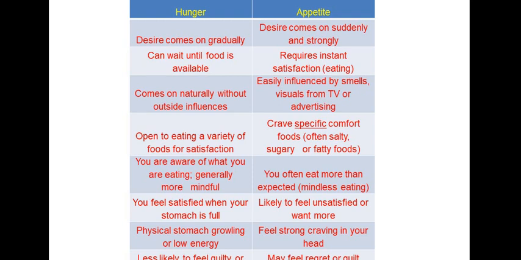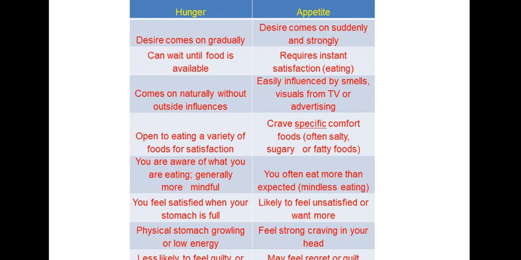Hunger comes naturally without any outside influences, whereas with appetite, when you watch a movie or any ad where good food is shown, like pizza or jamun or masala dosa, you will definitely be influenced to eat. That is called appetite.